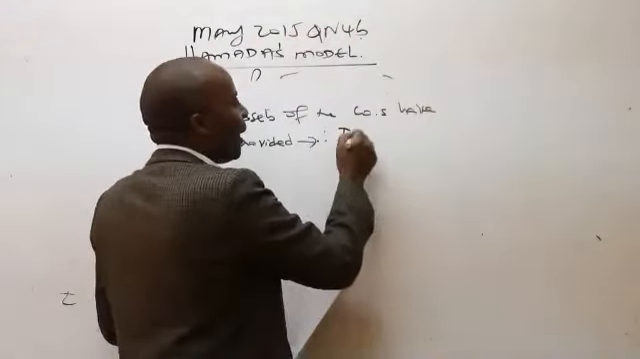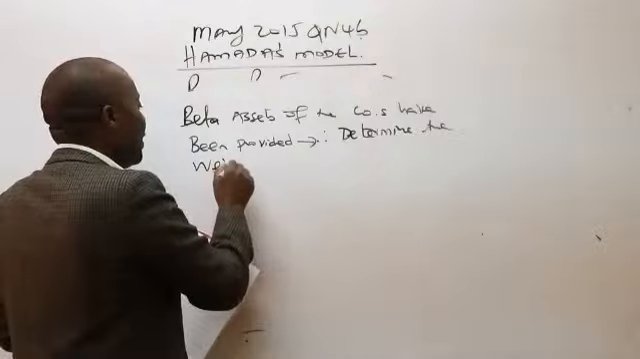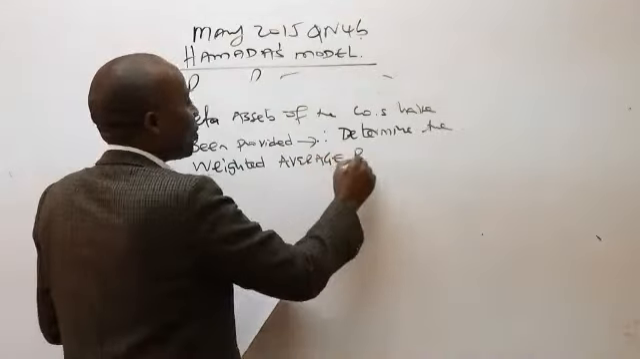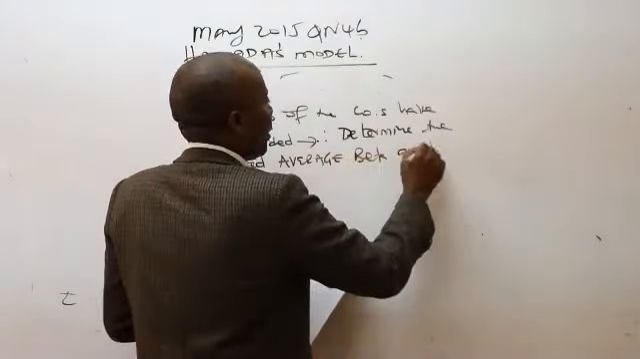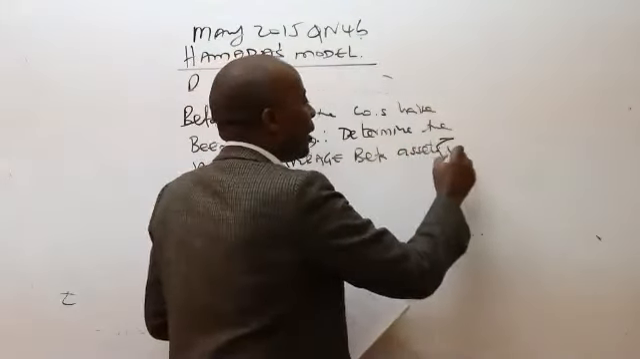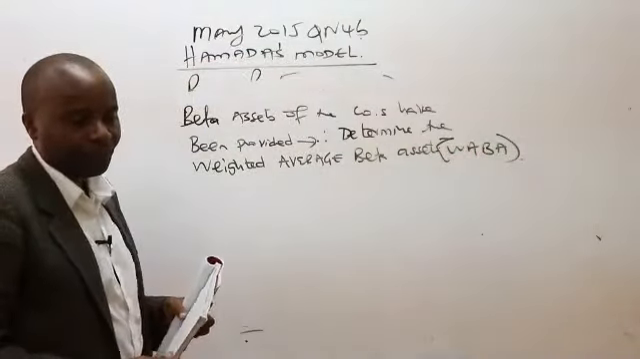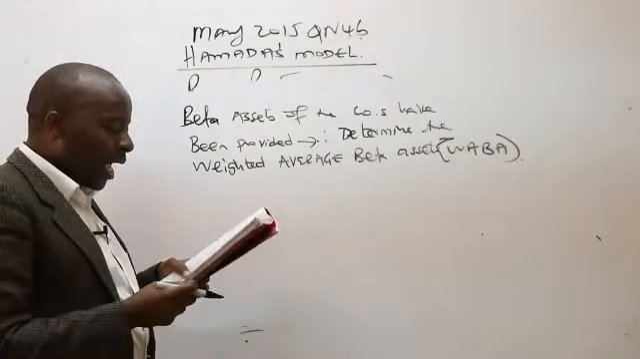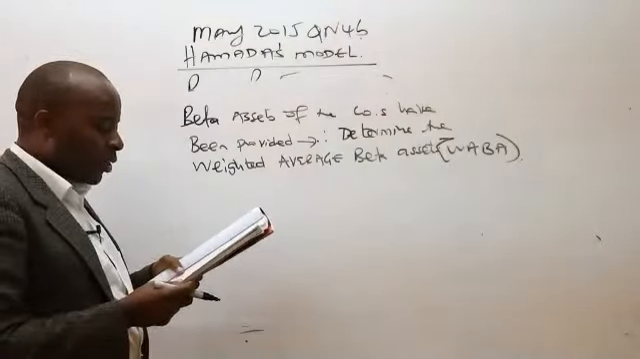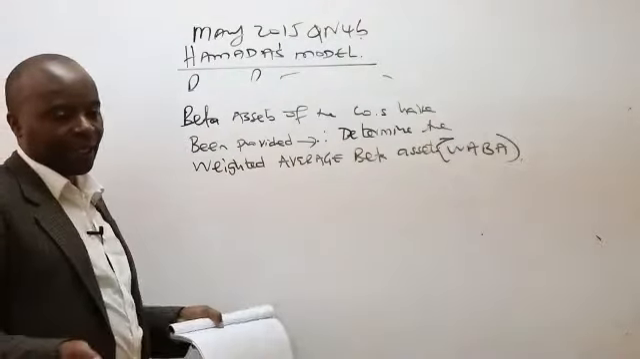Therefore, determine the weighted average beta assets. Some books call it WABA. So then, ladies and gentlemen, what shall we do for us to be able to get the weights? We need the weights.